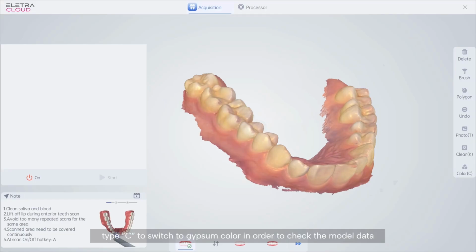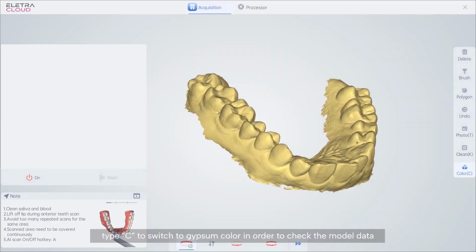After scanning, type C to switch to gypsum color in order to check the model data, and operate one more time to fix the missing parts.